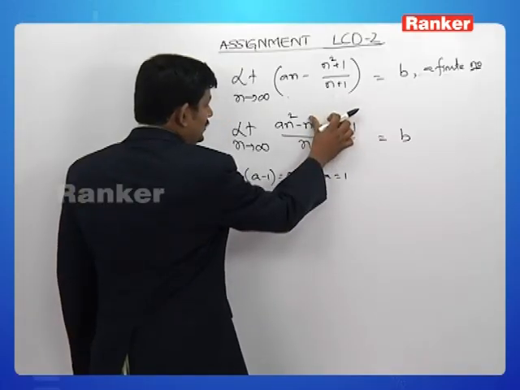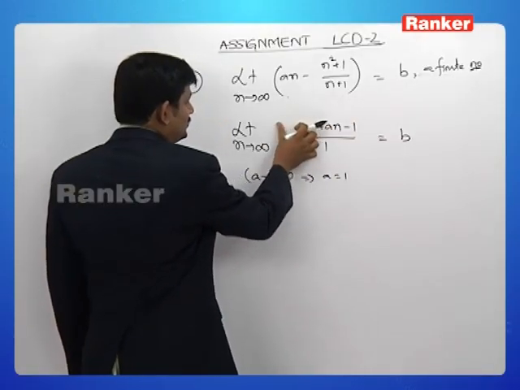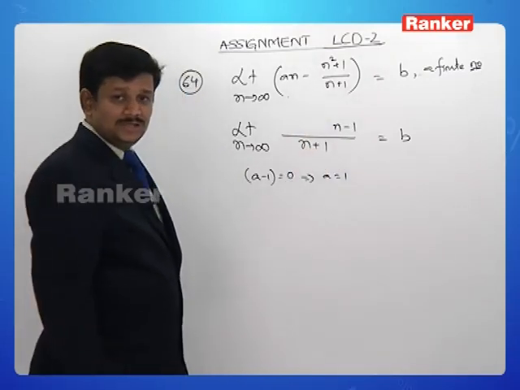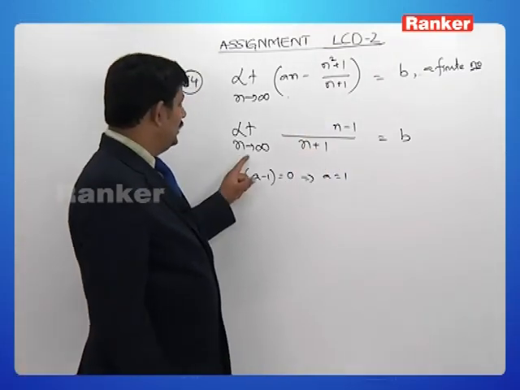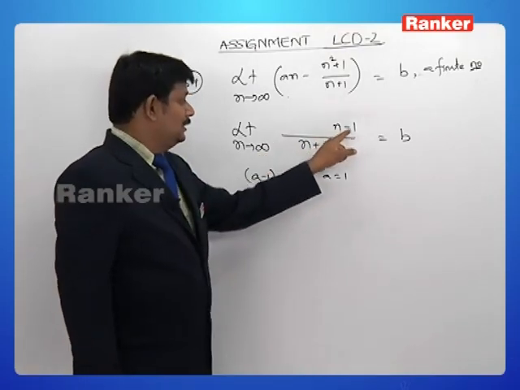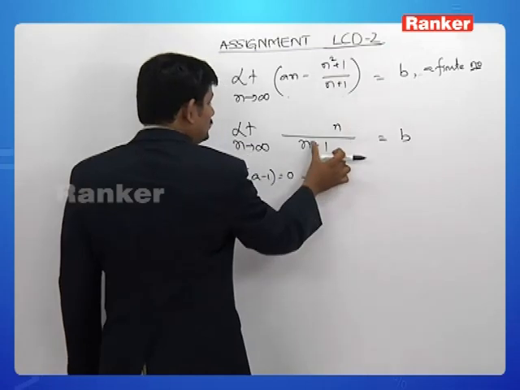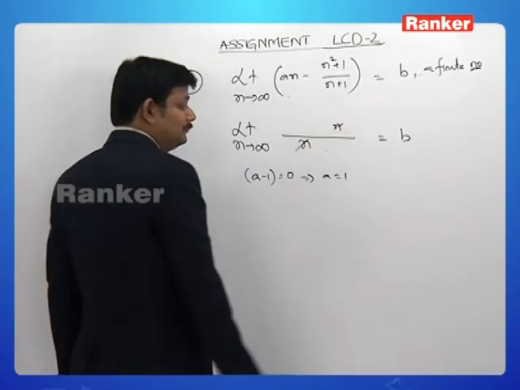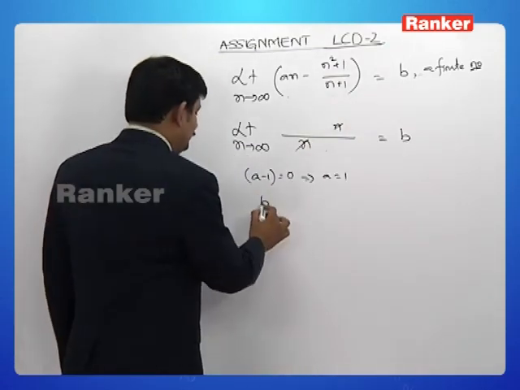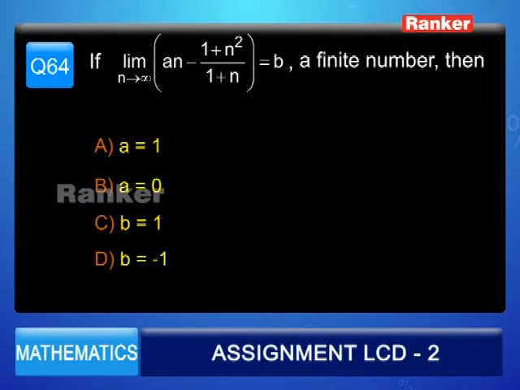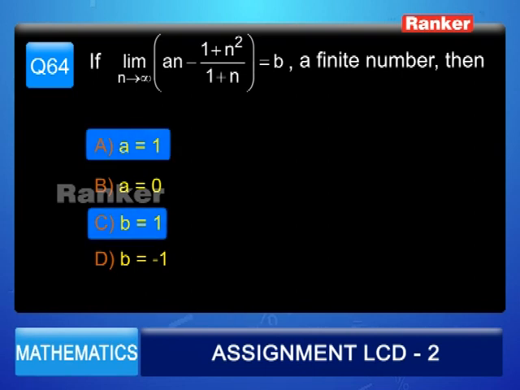And once a is 1, this term vanishes. So we have limit n tending to infinity, n minus 1 by n plus 1. We can ignore this minus 1, we can ignore this plus 1, it is 1. So b is equal to 1. a is 1 and b is 1. So answer is option A and option C.